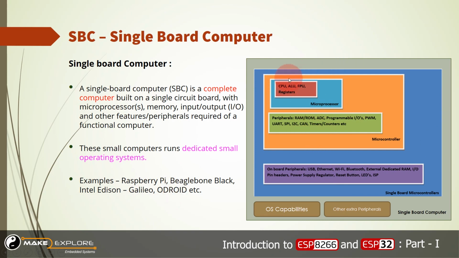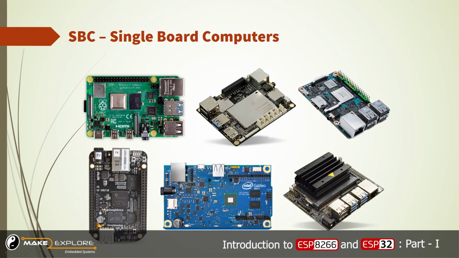So here is the block diagram of a single board computer. You can see here it has a microprocessor or microcontroller, with the peripherals and OS capabilities and other extra capabilities. Here are examples of popular single board computers like Raspberry Pi, BeagleBone Black, Intel Galileo, NVIDIA Jetson Nano, and all these other boards like Asus boards, and this is Latte Panda board.